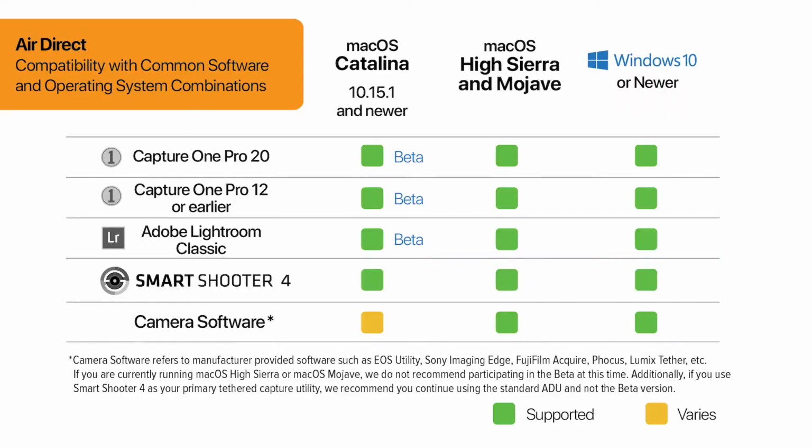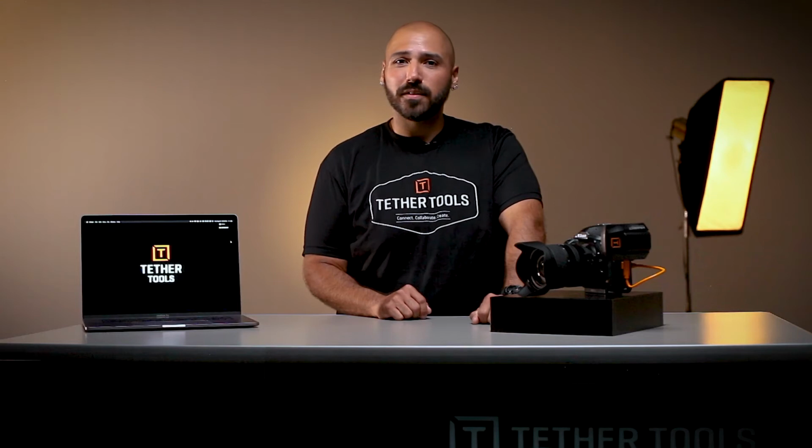In this setup, I'm using a Nikon D850, Capture One version 12 with macOS Mojave, and I'm shooting JPEGs and RAWs. AirDirect is compatible with most Mac and PC operating systems. Check the compatibility tab on tethertools.com/AirOS to make sure it'll work with your current gear. I'm using a MacBook Pro, and the process to connect and use AirDirect is similar on both Mac and PC.